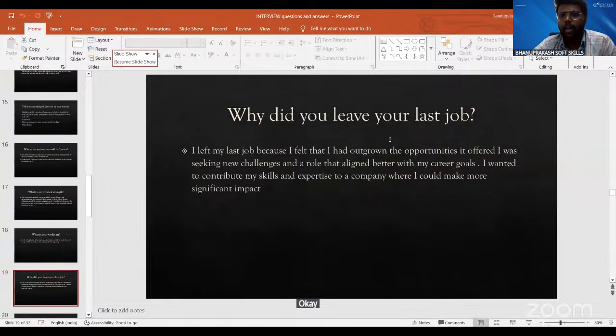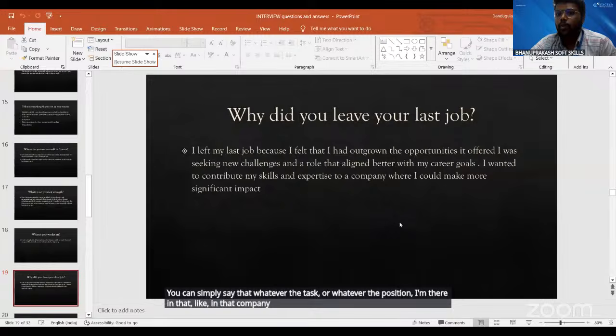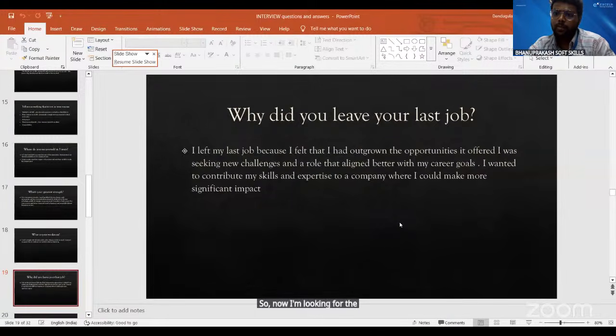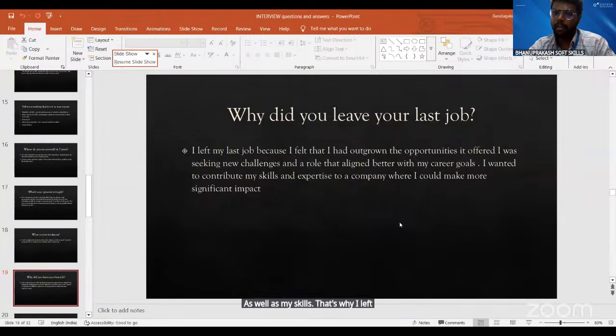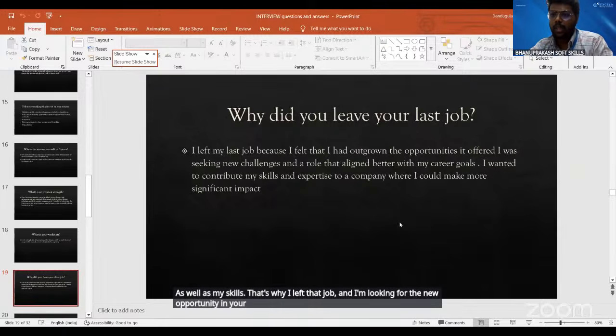Okay, why did you leave your last job? If you are an experienced person, you can simply say that whatever the position I was in at that company, I had outgrown those opportunities. I am even more skilled than the work they are giving. So now I'm looking for a position equivalent to my skills. I found your company is the best, and the job requirements you are looking for align best with my career as well as my skills. That's why I left that job and I'm looking for a new opportunity in your company. That is the answer you can give.